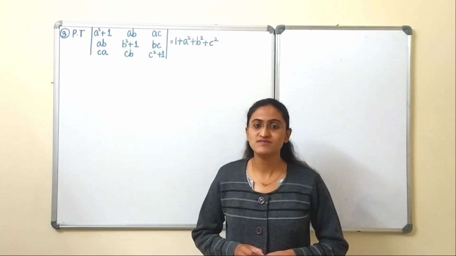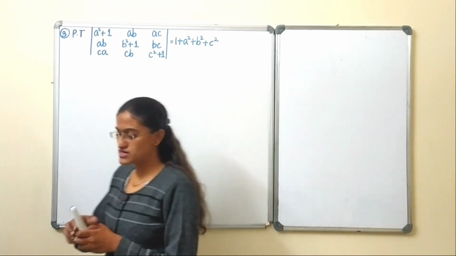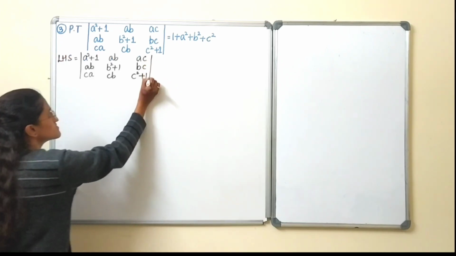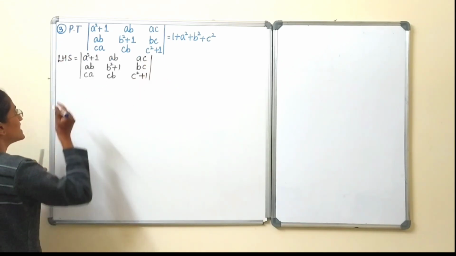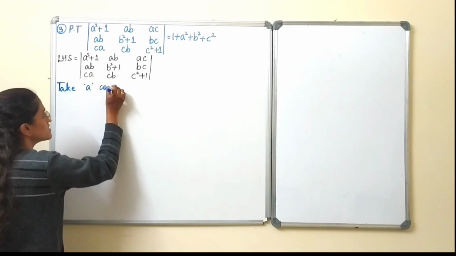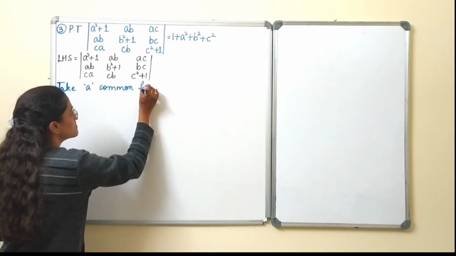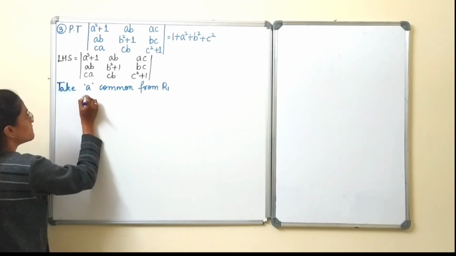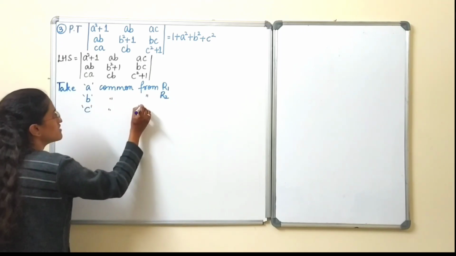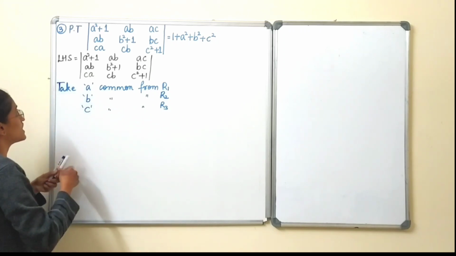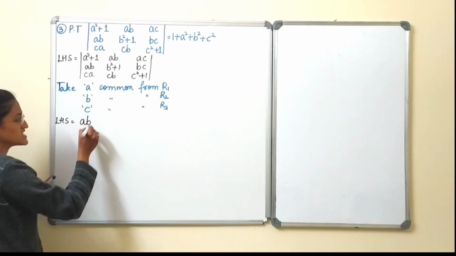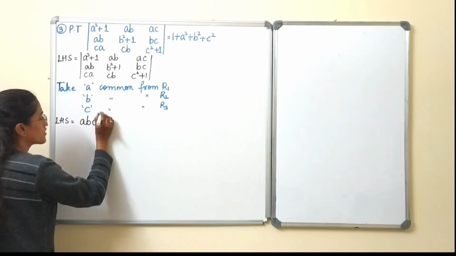Look at the next problem. This is quite a different type of problem. Let us again start with the LHS. In the first step, I shall take out A common from R1, B common from R2 and C common from R3, and hence now we get LHS equal to A from R1, B from R2, C from R3, the common terms.